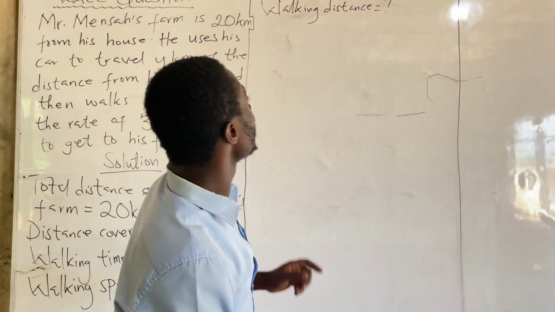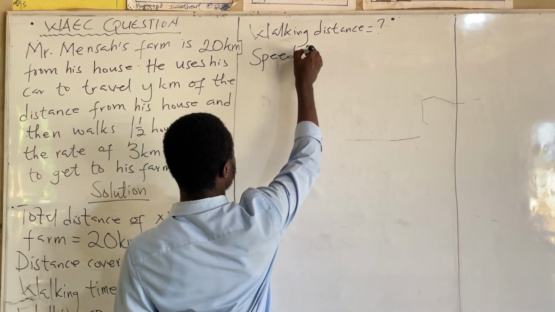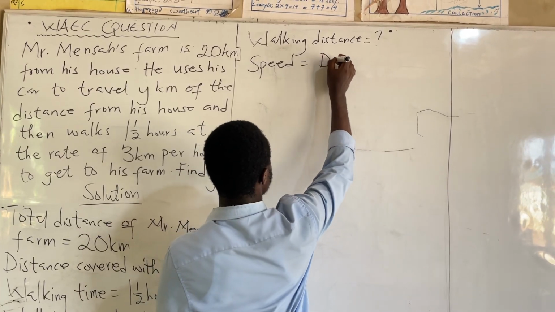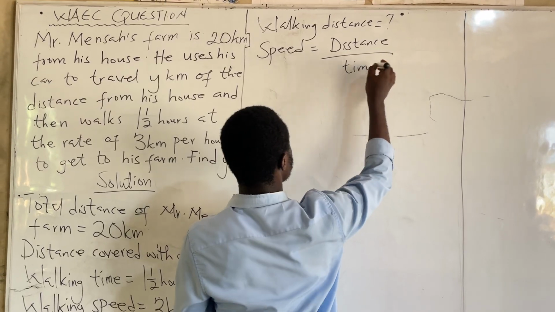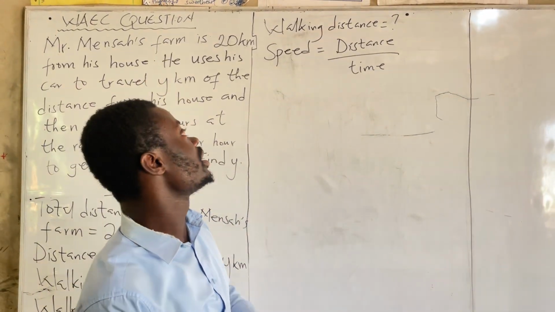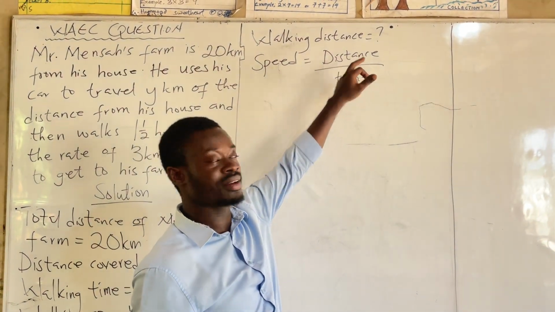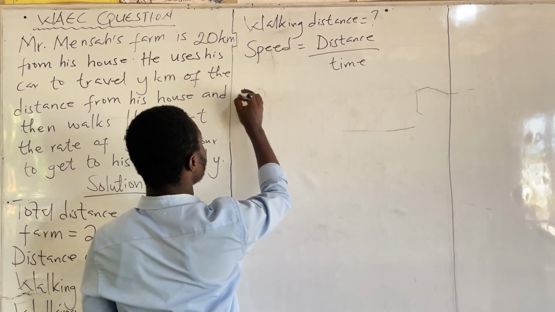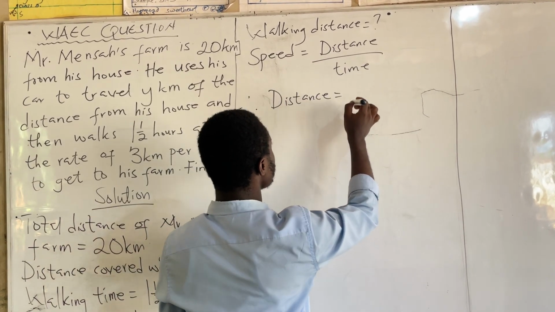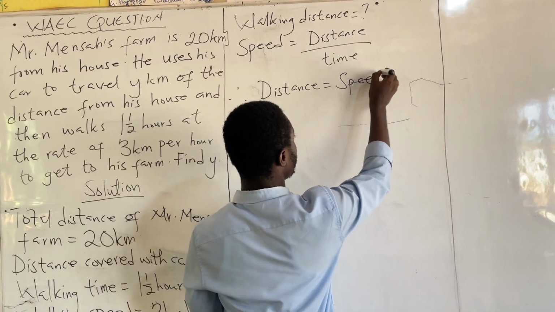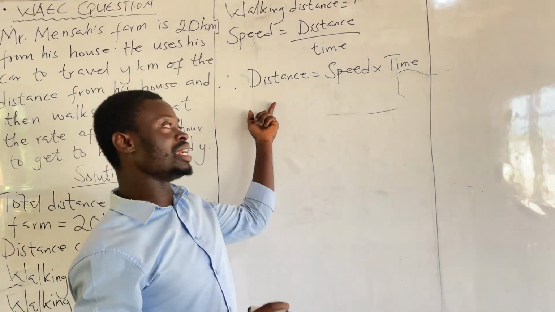From the formula, speed equals distance over time. Now we want the walking distance, which is distance. So let's make distance the subject of this formula. We can cross multiply. Therefore we get distance equal to speed times time. So distance equals speed times time.